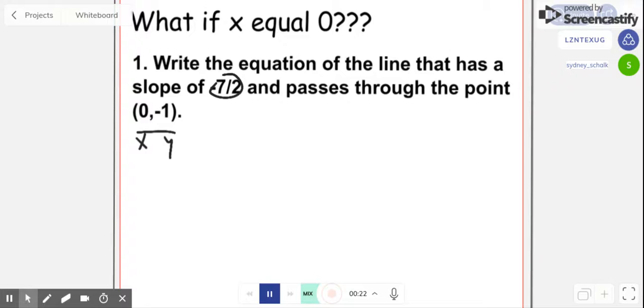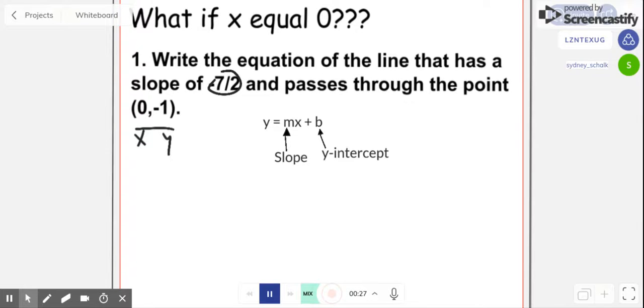So first thing to remember, the equation that they're looking for is y equals mx plus b, our slope-intercept form. And of course, we know m is our slope, which it already gives us. It's that -7/2. So m equals -7/2. Our y-intercept is the other thing that we need to find.